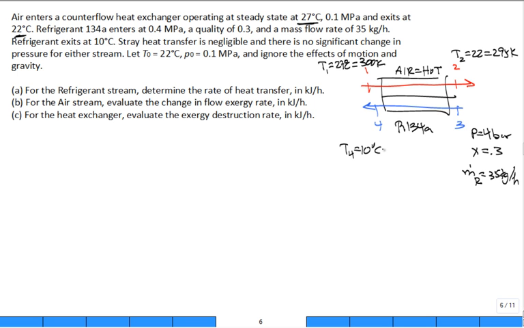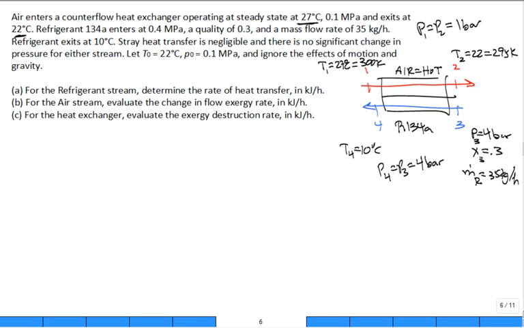Stray heat transfer is negligible, meaning it's an adiabatic heat exchanger. No heat transfer where you don't want it to go, which is in the surroundings. And there is no significant change in the pressure for either stream. So P1 is equal to P2, because between inlet and outlet there's negligible pressure drop for the air, and so that's equal to 1 bar. And here I'll just write it down: P4 is equal to P3, which is 4 bar. This was P3, that's X3. All right.